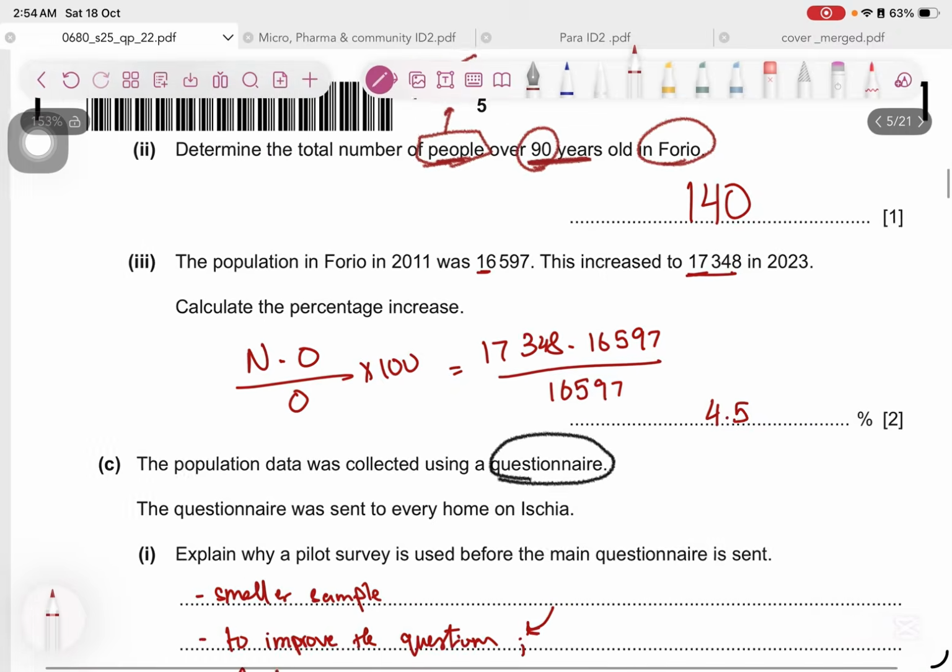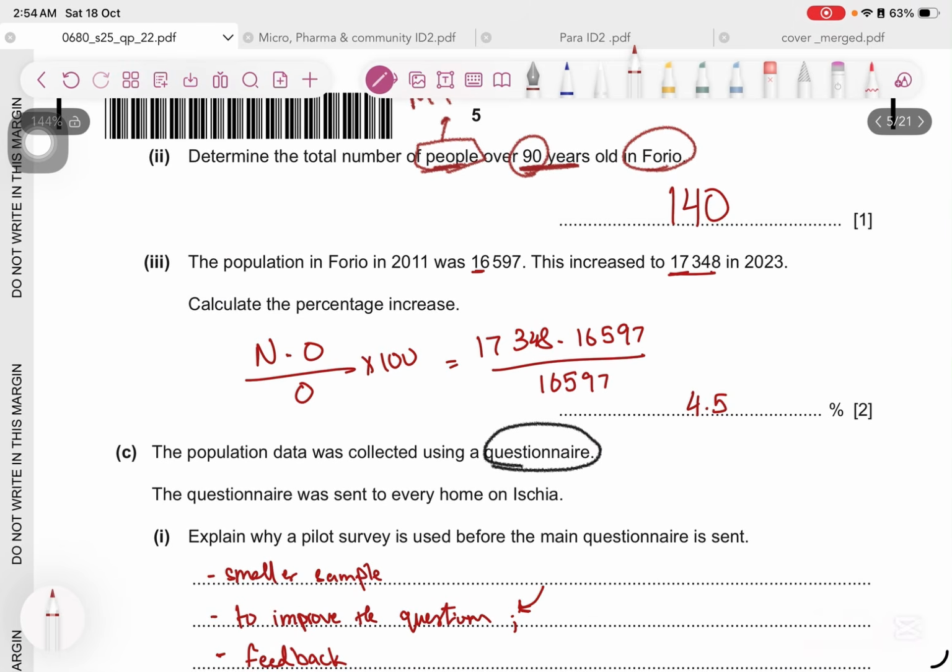The population in 4U in 2011 was 16,597. This increased to 17 blah blah blah in 2023. Now calculate the percentage increase. Guys, they mentioned the percentage increase, okay?